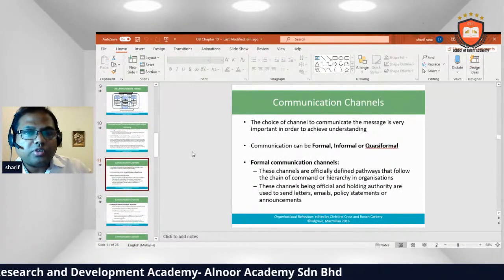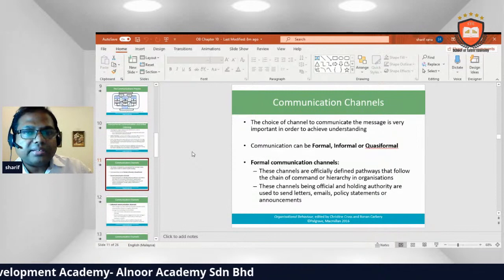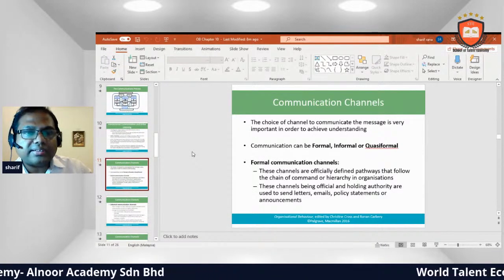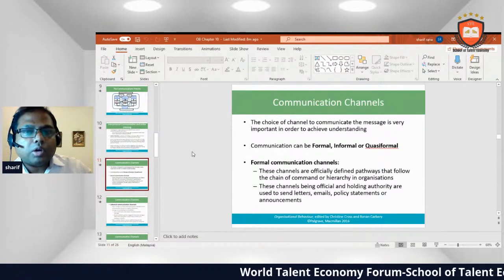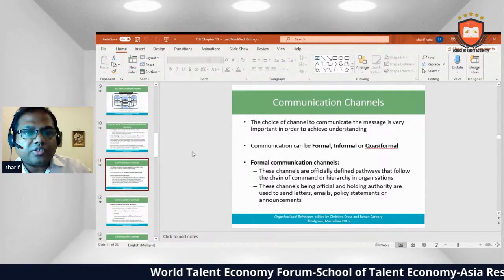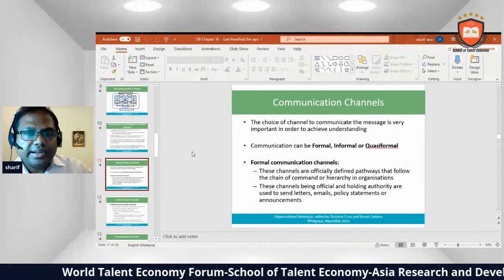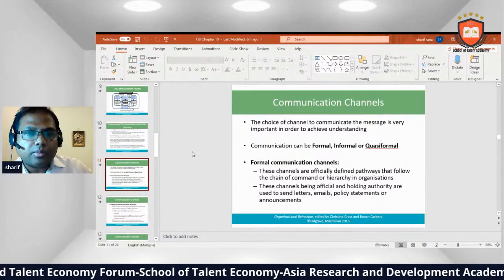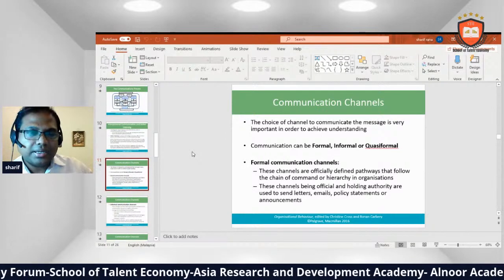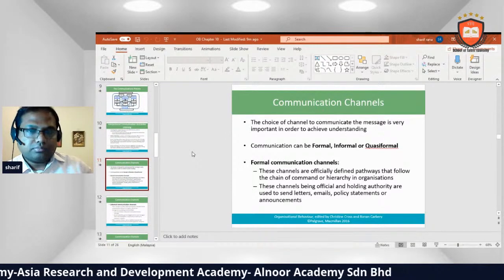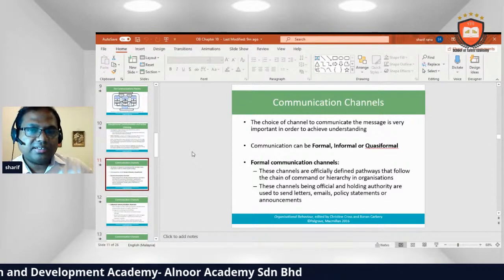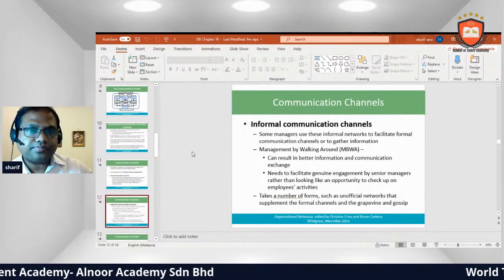Communication channels. The choice of channel to communicate the message is very important in order to achieve understanding. Communication can be formal, informal, or quasi-formal. Formal communication channels. These channels are officially defined pathways that follow the chain of command or hierarchy in organizations. These channels, being official or holding authority, are used to send letters, emails, policy statements, and announcements.